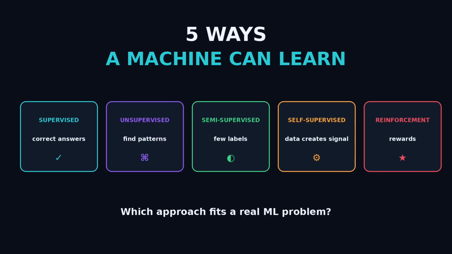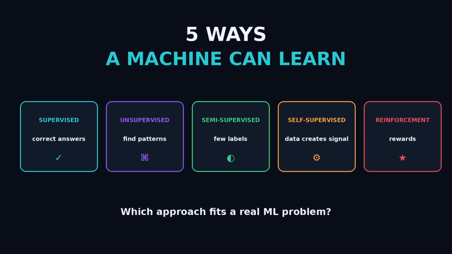Imagine you want to teach a machine to recognize a cat. You could show it thousands of pictures and tell it which ones are cats. But what if you don't have labels? What if you have only a few labeled examples and millions of unlabeled ones? Or what if there isn't a correct answer at all and the machine has to discover patterns by itself? And what if the machine learns by taking actions, receiving rewards or penalties, and improving over time?